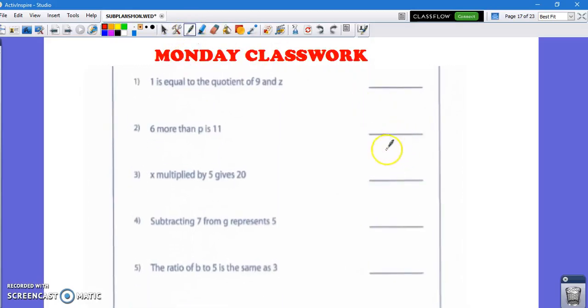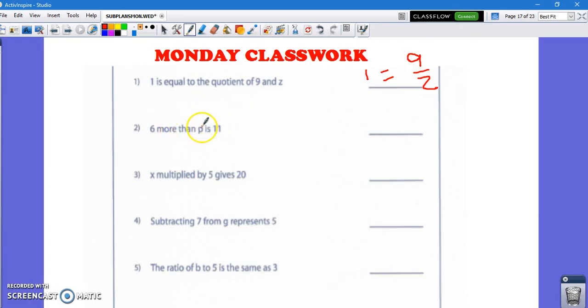1 is equal to the quotient of 9 and z. Oh, what's different with this? It has equal in it. So let's listen to it again. 1 is equal to the quotient, that's division, right, of 9 and z. So we try to be neater. 1 is equal to the quotient of 9 and z. Look at that. You have an equation. Yes, my friends, this is one-step equations. I'm not asking you to solve that. I'm asking you to recognize how to write it.